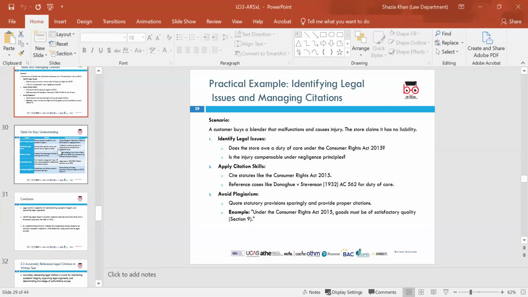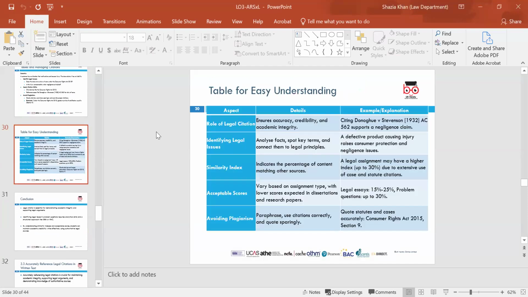Table for understanding. This table looks at the role of legal citation, with reference to details like how it ensures accuracy, credibility, and academic integrity. The example is citing Donoghue v Stevenson, which supports a negligence claim. Identifying legal issues means analyzing facts, spotting key terms, and connecting them to legal principles. The example is a defective product causing injury, which raises consumer protection and negligence issues.